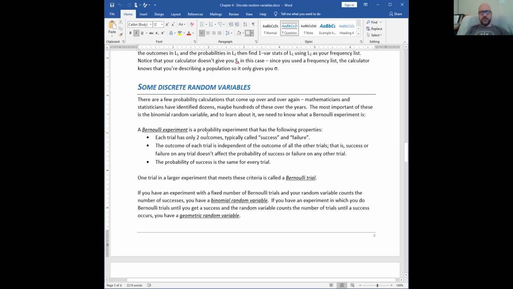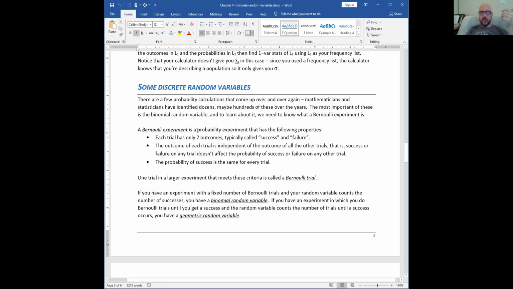There are three different kinds of discrete random variables that we're going to talk about: binomial, geometric, and Poisson. The first two, binomial and geometric, are going to seem very similar at first because they are. They have the same type of events, but they count different things. Both of them use Bernoulli experiments, or Bernoulli trials.